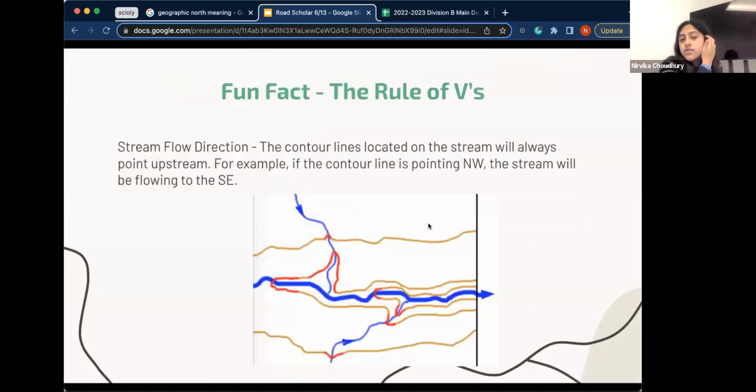Fun fact is the rule of V's. This is talking about stream flow direction, which is shown by the contour lines. This shows the contour brown lines I was talking about earlier. These are how they look. These contour lines located on the stream will always point upstream. For example, if the contour line is pointing northwest, then the stream will be flowing to the southeast. So it's the opposite of what you put it as. You can see how the red lines make little V's, and the stream flow is the opposite of that.